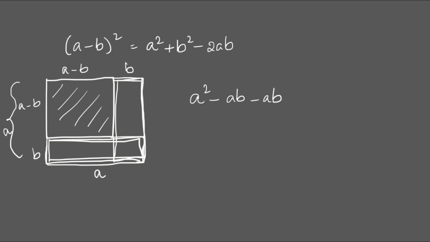Since we have subtracted this shaded area twice, now we'll add this area. So this side is b, so the area of this square is b square. Hence it becomes a square minus 2ab plus b square.